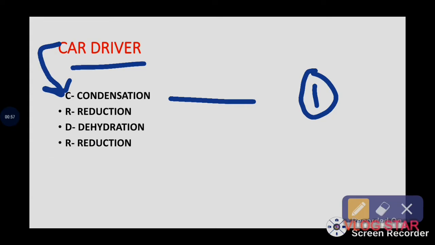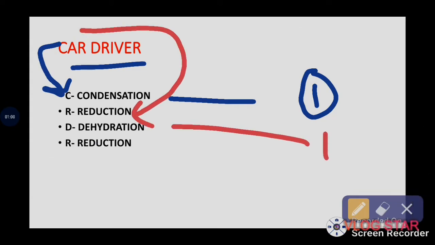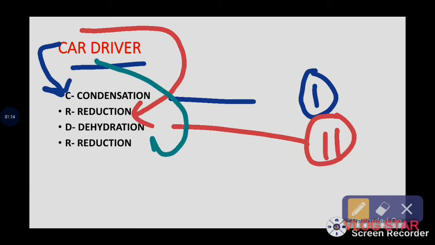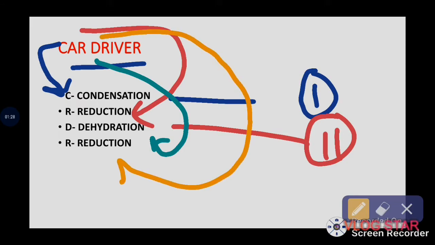The next reaction will be a reduction reaction. So the compound will be reduced actually. That means hydrogen atoms will be added to it, and then we have the dehydration reaction. That means an H2O molecule will be released from the molecule. Then we have this R, which means reduction again. So that's very simple. C means condensation, R means reduction, then again D means dehydration, and then again reduction.